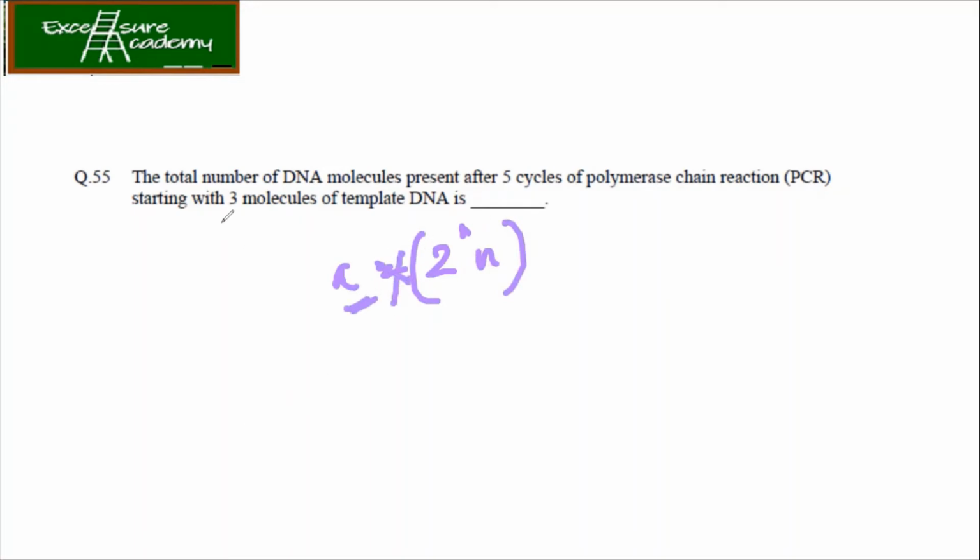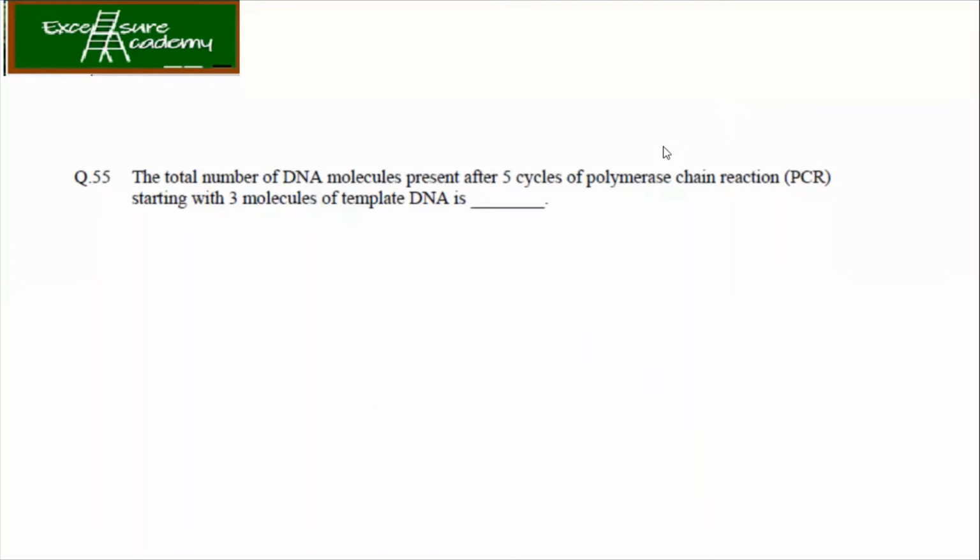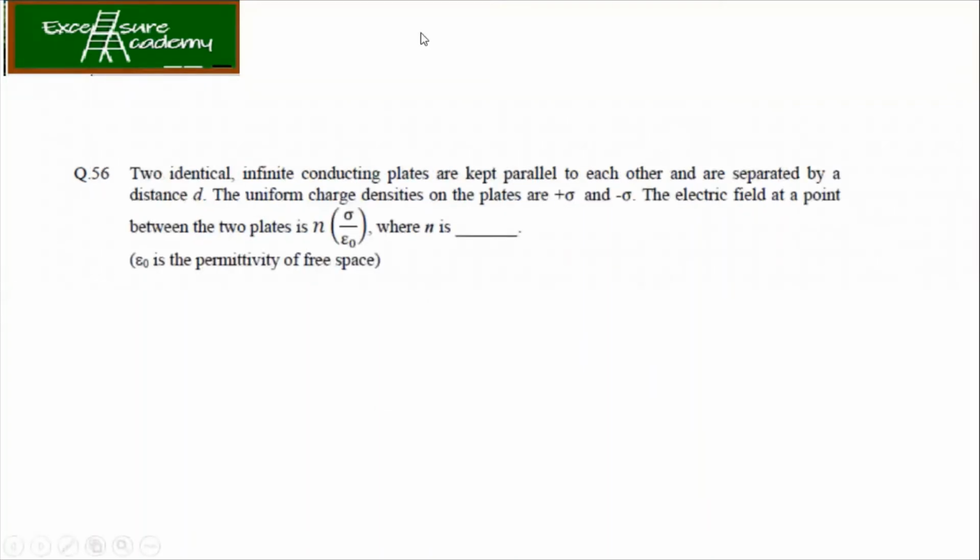Here it is given that 3 molecules are initially present. So 3 into 2 raised to 5, since the number of cycles is given. So 3 into 32, and in total you get 96. So 96 molecules of DNA are present in the solution. This was very simple actually. Going on to the next question.